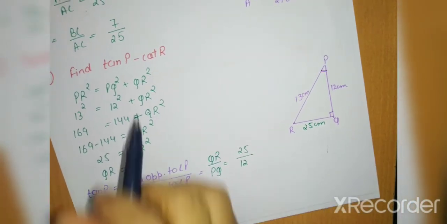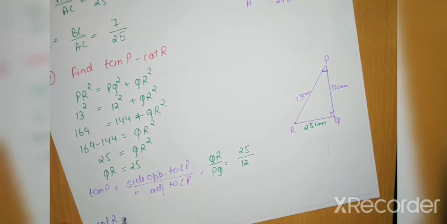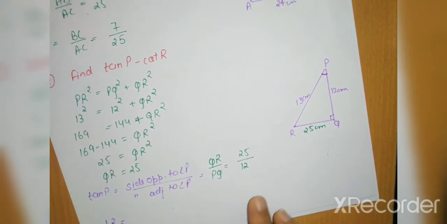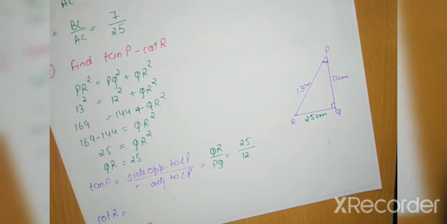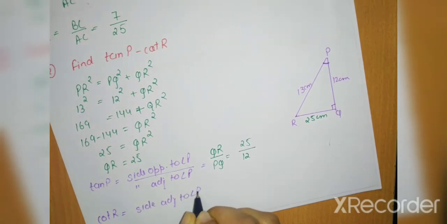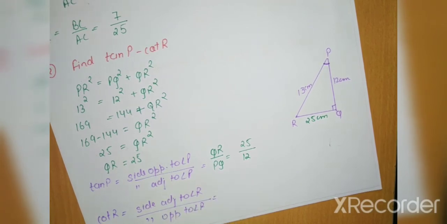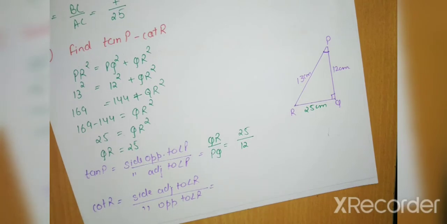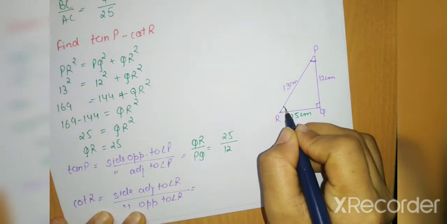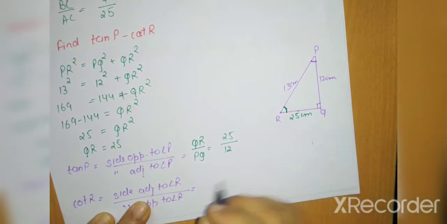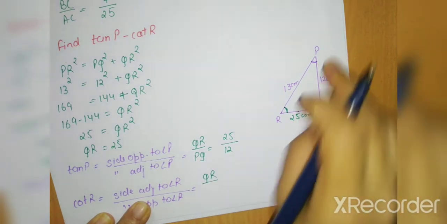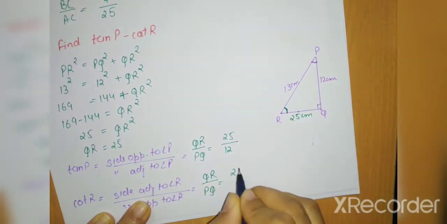Moving on to cot R, I want. So cot R is equal to what? I have already told you cot is a reciprocal of tan. So here directly I can write side adjacent to angle R by side opposite to angle R. Only the angle will change, everything will remain the same. Now see, this is cot R, this is angle R. For this angle, this is the adjacent side, so here I can write QR by PQ. Now please put the value.